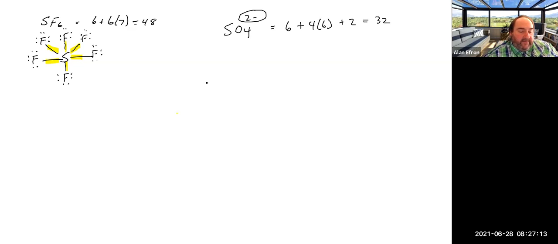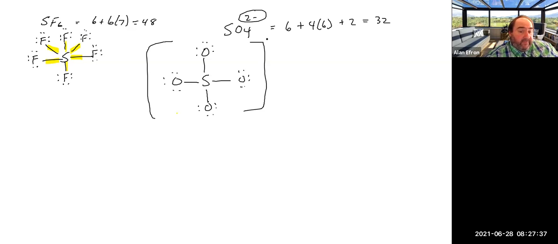So if you follow the same approach here, we'll take our sulfur, we got our oxygens. And this is one way in which you could draw sulfate, and kind of filling up everybody. This obviously meets the octet rule. All the oxygens have 8 around it. Sulfur also has 8. And that is a picture that you could draw for sulfate.